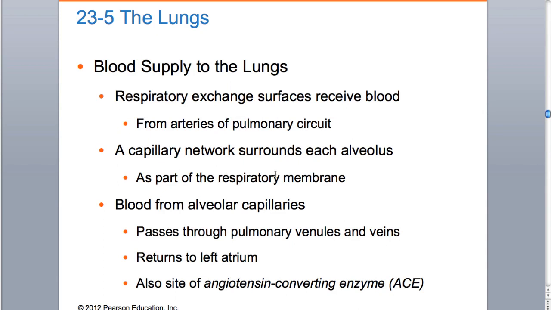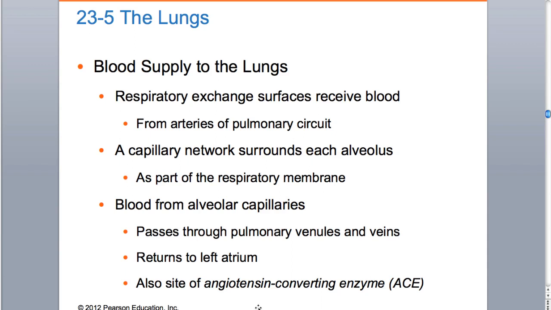Okay, on this slide, we have a lot of stories to keep in mind, but for me, the most important one is the bottom. I don't care too much about the top, the bottom. Blood from alveolar capillaries. We already know about pulmonary veins. We know that the pulmonary veins are going to be rich in oxygen, right? Pulmonary veins are rich in oxygen, and it will return to the left atrium.